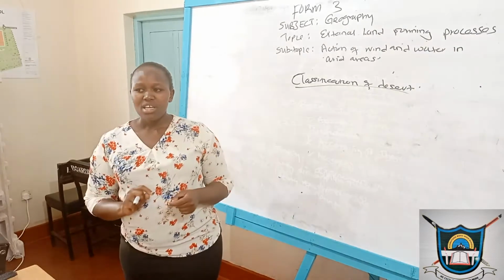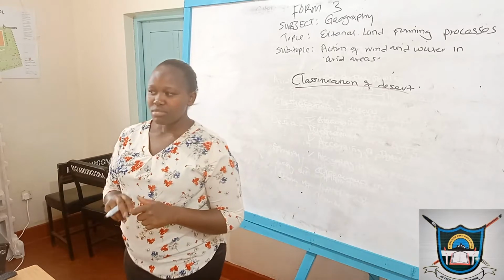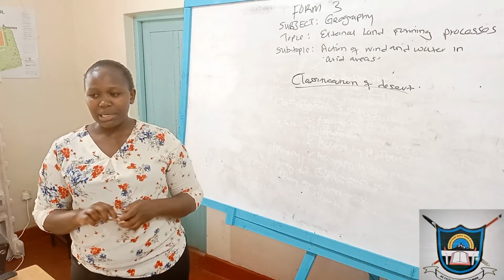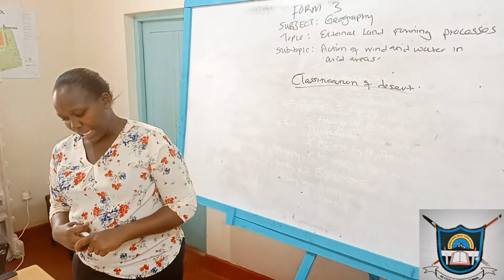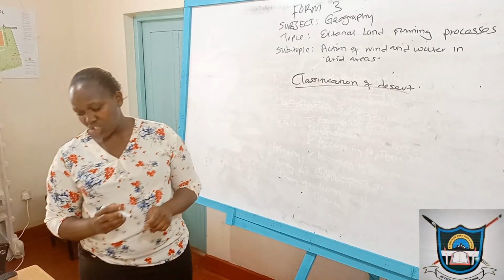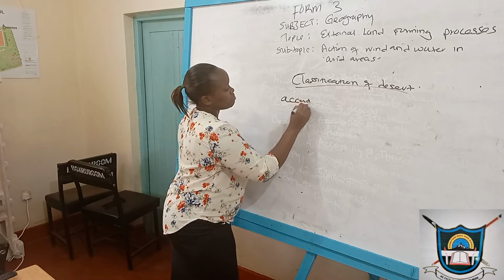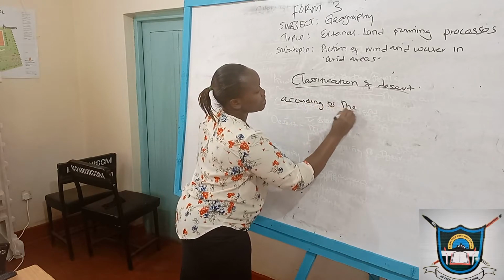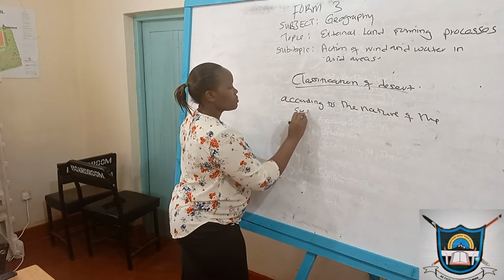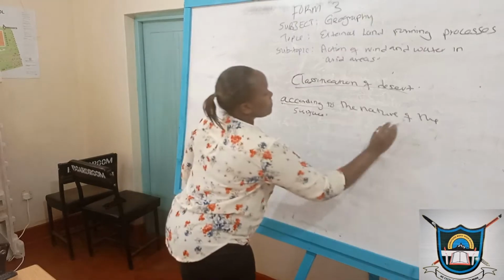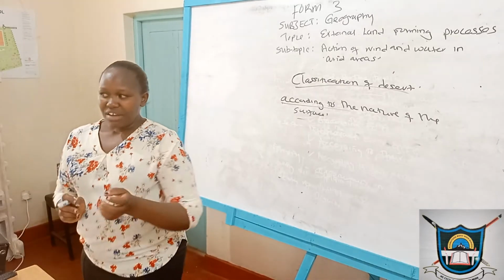We said that the deserts are classified according to their location, according to the temperatures experienced in them, and also according to the nature of their surface. So today we are going to look at classification according to the nature of the surface, to look at types of deserts according to the nature of the surface.